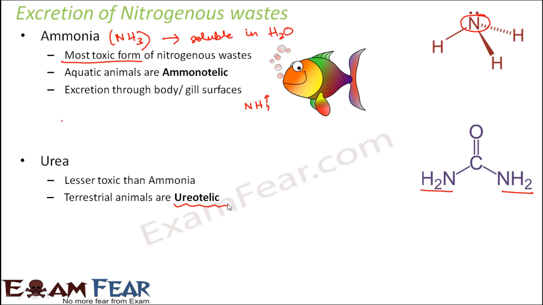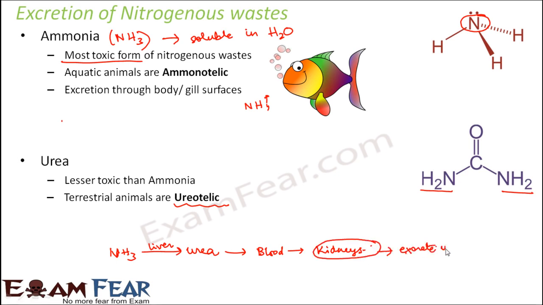So what happens to the ammonia which is produced inside the body of terrestrial animals? The ammonia also gets converted into urea. This conversion takes place in the liver, and then this urea is released into the blood. From the blood it reaches the kidneys, and kidneys are the main organs of excretion. So kidneys excrete urea. That is the process that takes place in ureotelic animals.